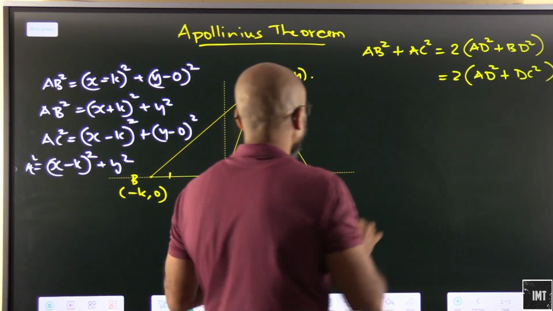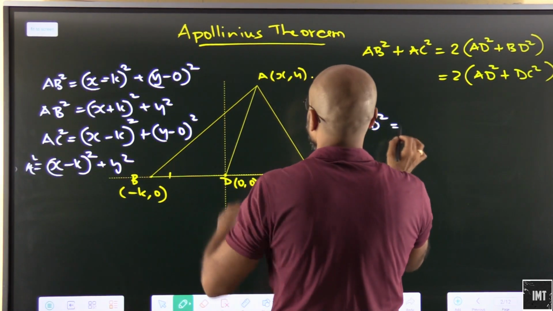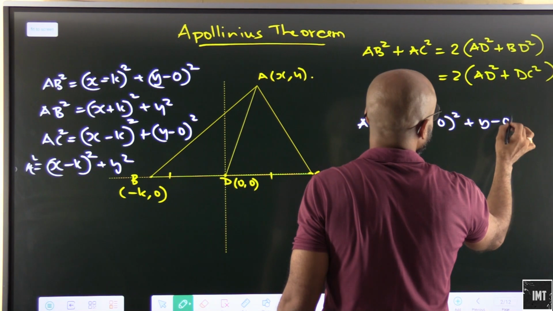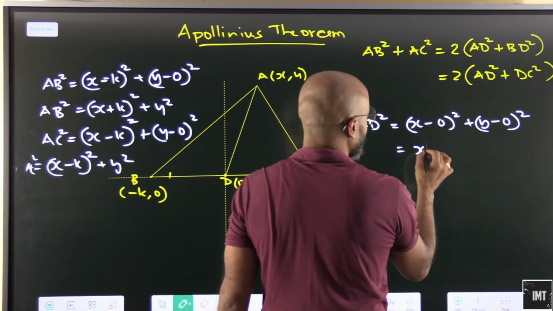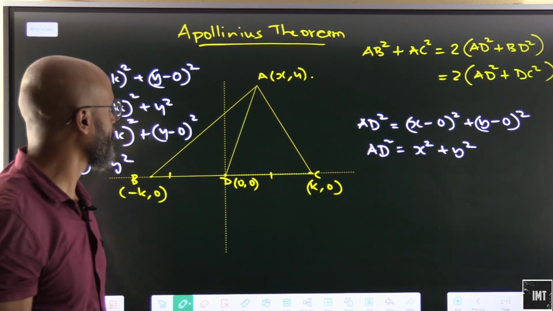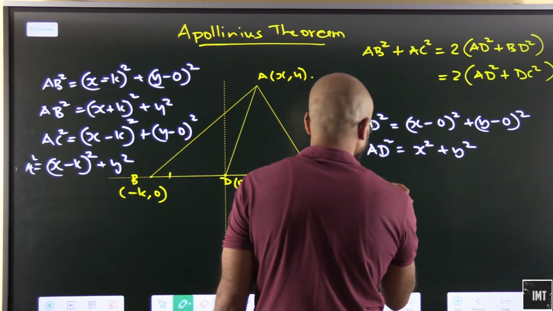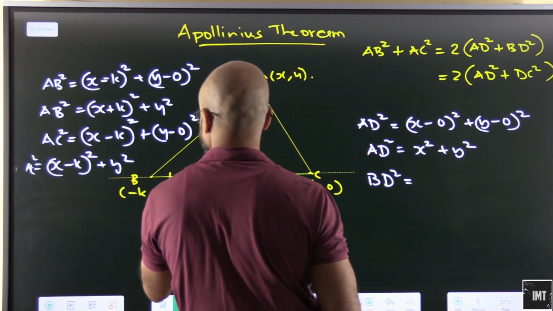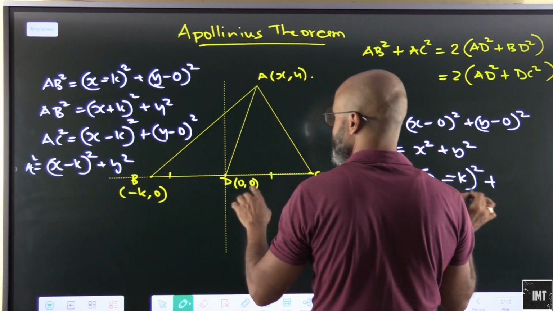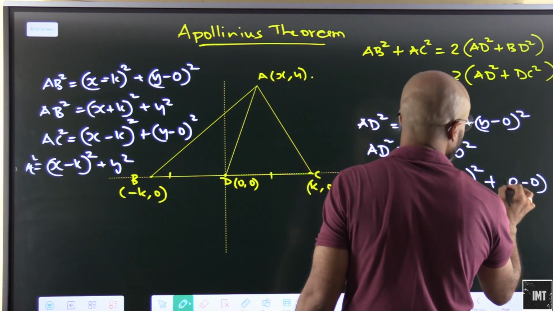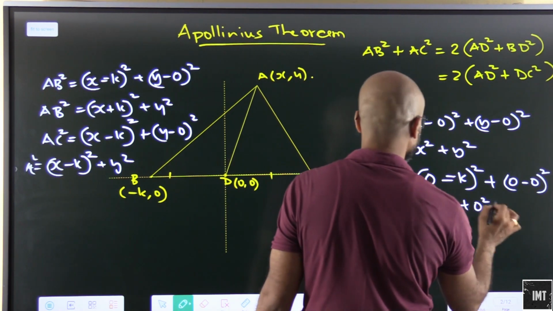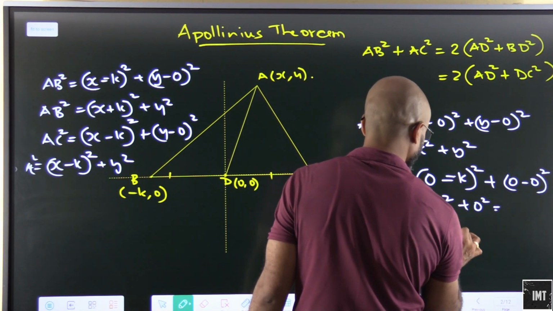Now let's talk about AD square here. AD square, very simple, it will be (x minus 0) square plus (y minus 0) square. Applying the distance formula, x square plus y square. So AD square is going to be x square plus y square. What is BD square? BD square, or you can even compute CD square, will be (0 minus k) square plus (0 minus 0) square. So that's going to be k square plus 0 square. So BD square is equal to k square.